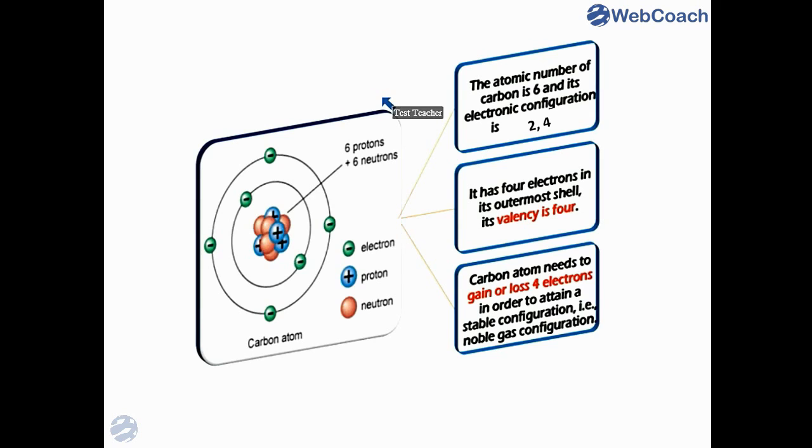Okay, so there are 2 scenarios. Either it accepts 4 electrons and gets the stable configuration of neon, which is 10, or it has to lose 4 electrons and get the stable configuration of helium, which is 2. Right? But carbon has a dilemma right now. It's in a fix. It doesn't know what to do. Should it give away its electrons and become helium, or should it accept electrons and become neon? So we'll see what carbon does.